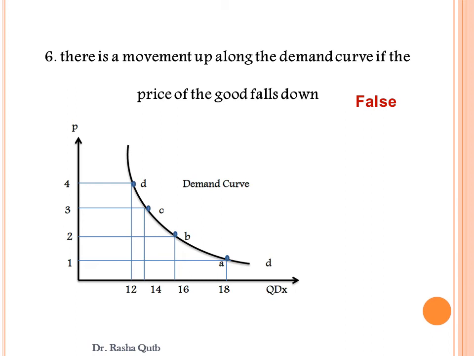So we are moving down along the demand curve. So the correction of this sentence is that there is a movement down along the demand curve if the price of the good falls.